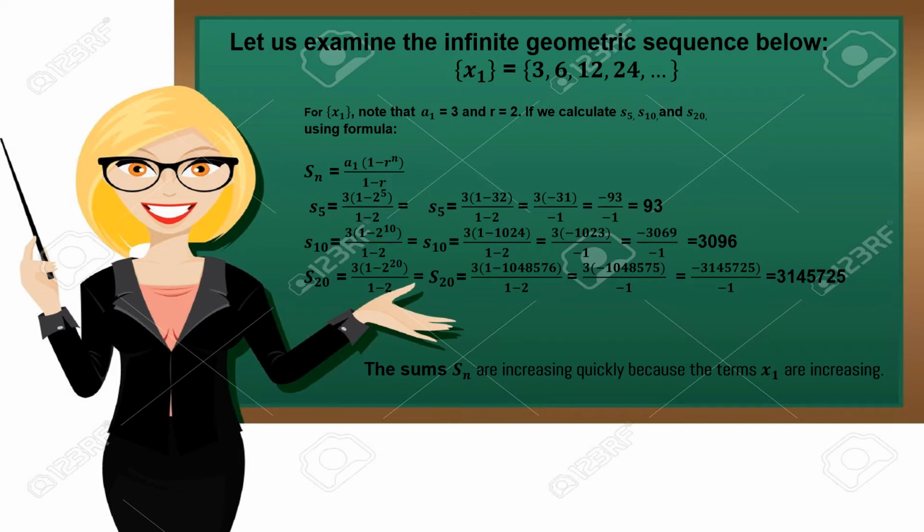Then 1 minus 32 is negative 31. Multiply by 3, that is negative 93. The same with your denominator: 1 minus 2, that is negative 1, and negative 93 divided by negative 1 will become positive 93. The same with S10 and S20, the same steps. So, the sums Sn are increasing quickly because the terms are increasing.